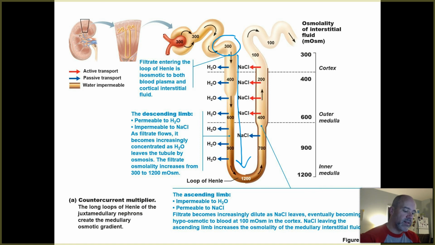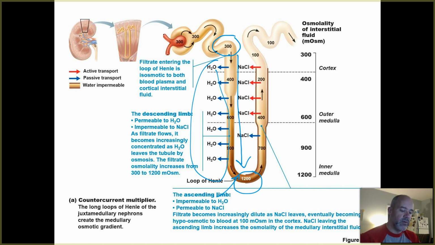So water gets sucked out. And notice inside the filtrate, the solute concentration is going up because the filtrate is becoming dehydrated and the solutes are becoming more and more concentrated. When you get down to the bottom of the loop, you have a solute concentration of 1200.